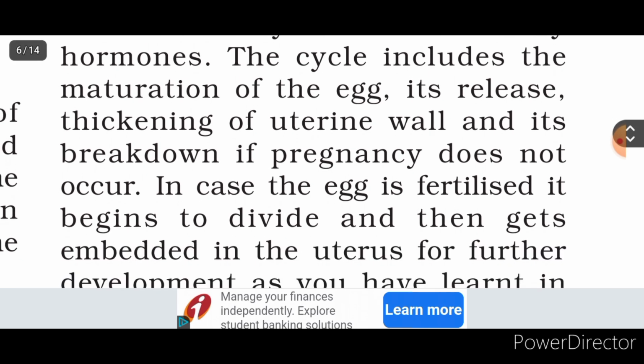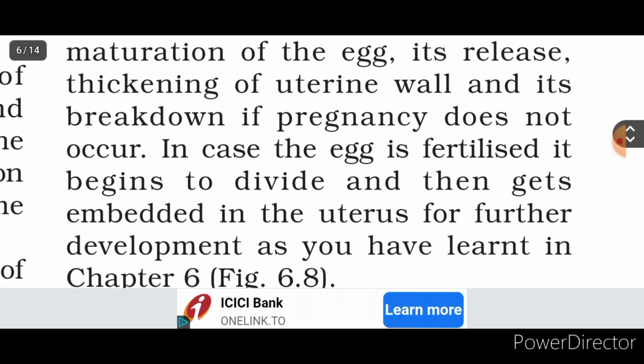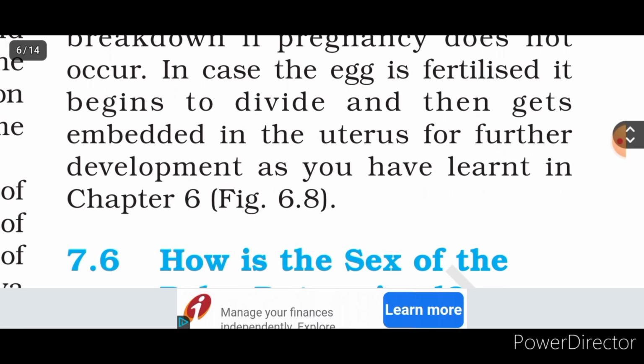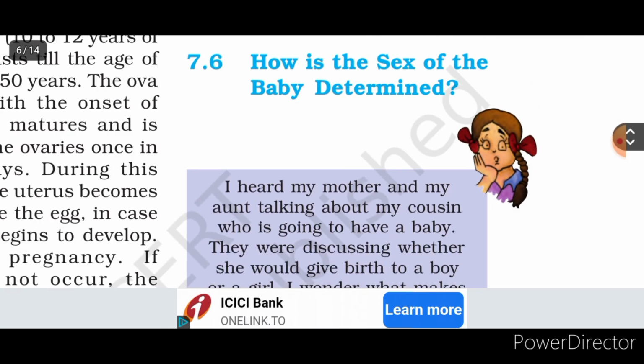The cycle includes the maturation of the egg, its release, thickening of the uterine wall and its breakdown. If pregnancy does not occur, the lining breaks down. In case the egg is fertilized, it begins to divide and then gets embedded in the uterus for further development, as you have learned in chapter 6.